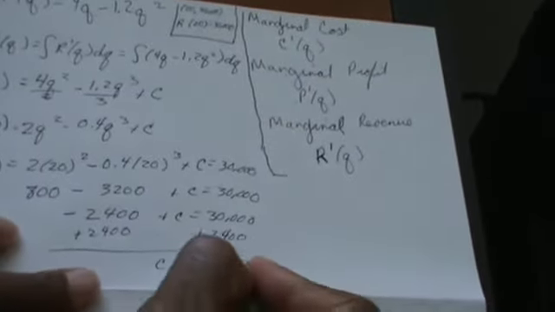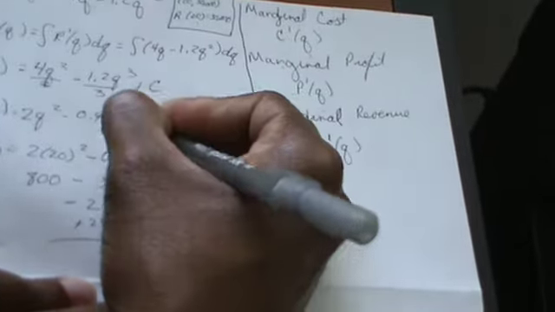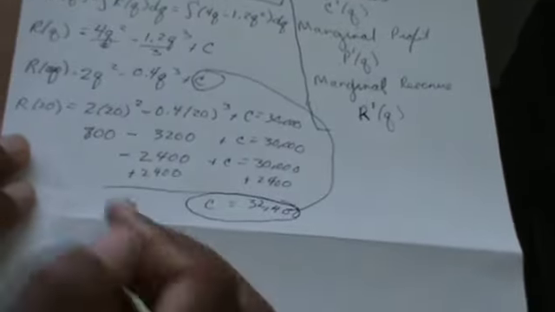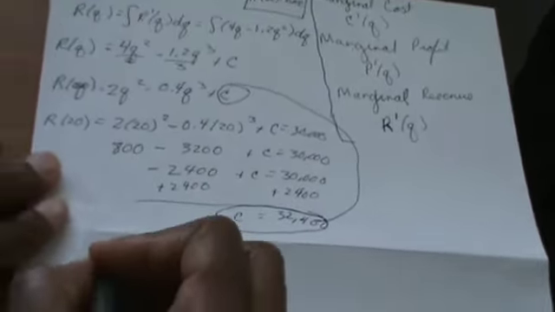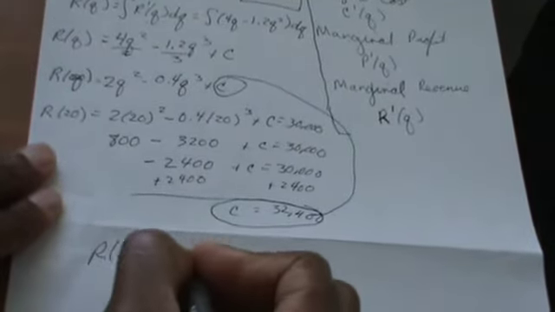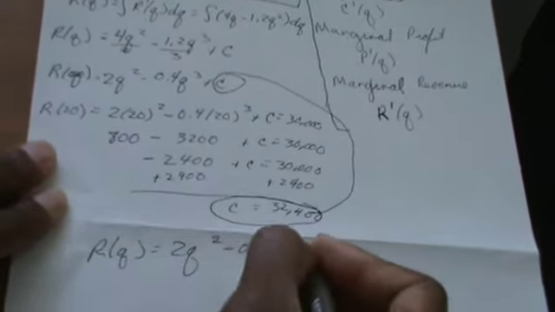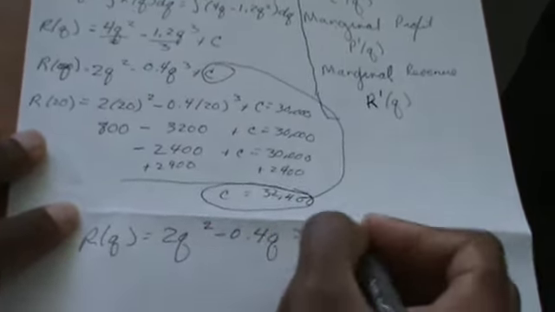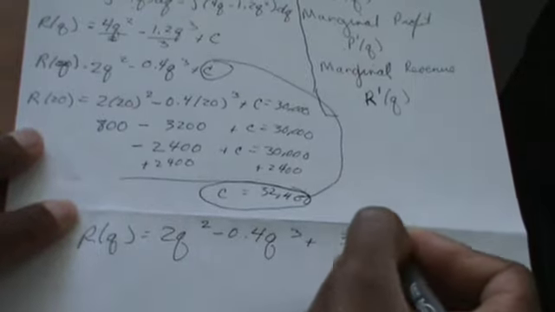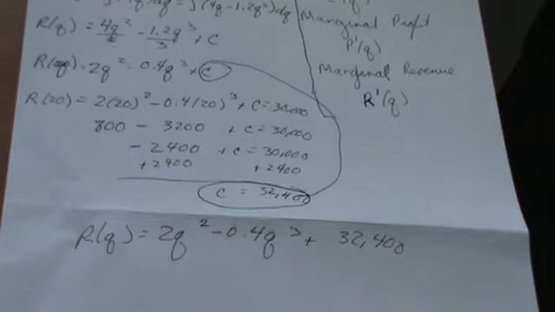All right, so what are we going to do with that? We're going to take the C value and plug it back here. That'll give us our general revenue function. So R of Q in general equals 2Q squared minus 0.4Q cubed plus 32,400. Now notice we haven't actually answered the question that they've proposed.